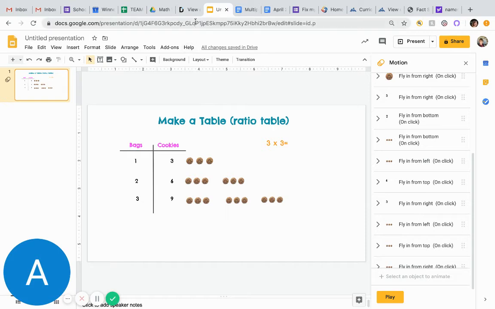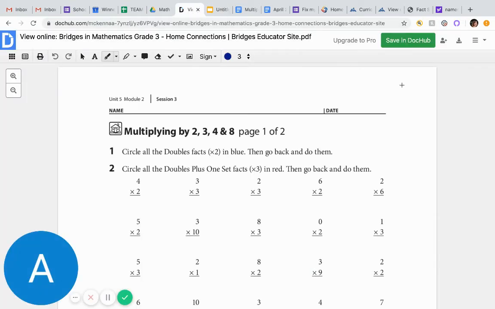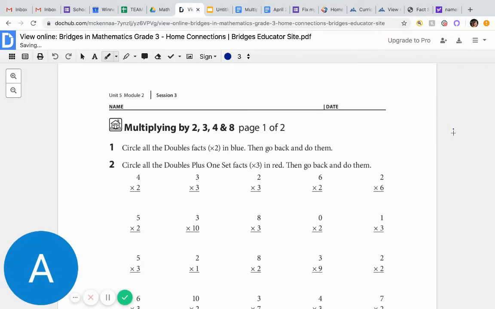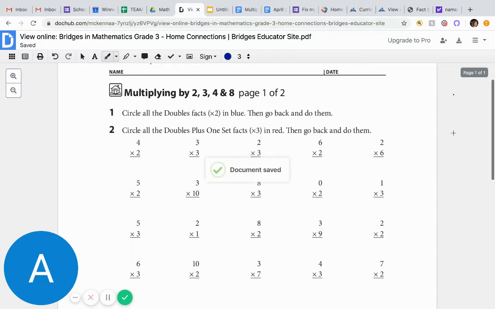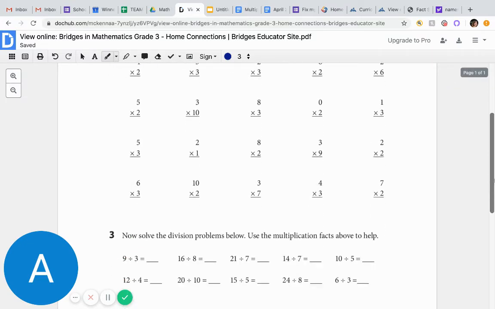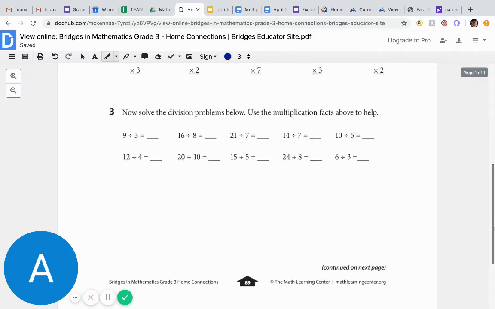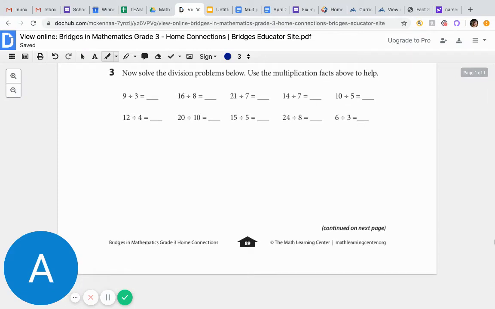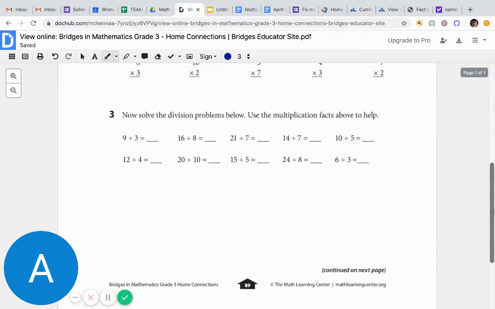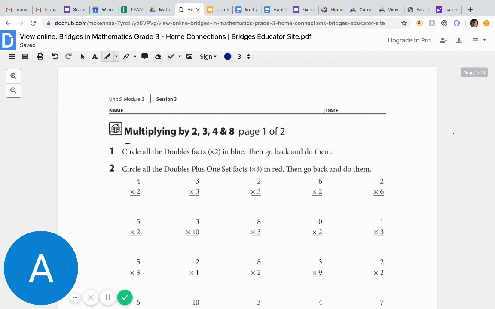So today for your math work, you are going to be looking at page 89 in your math packet. Now remember that the pages may be out of order, so you're going to have to go back and make sure on the bottom you see 89. The top will read multiplying by 2, 3, 4, and 8, page 1 of 2. But today, third graders, you are only doing page 89.